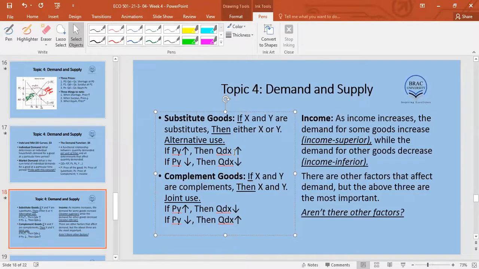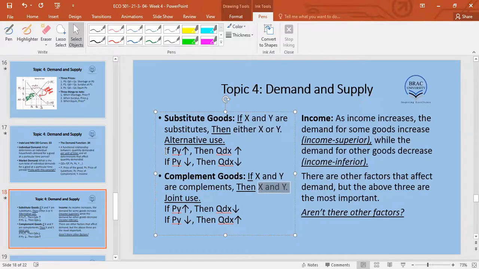For example, when we have a cup of tea, we might want to have a biscuit. So biscuits and cups of tea or coffee are consumed together. So when we talk about complements, X and Y mathematically becomes X plus Y. If they are substitutes, we either consume X or we consume Y. So the relationship between X and Y is X or Y. If X and Y are substitutes, then either X or Y. If X and Y are complements, then X and Y.